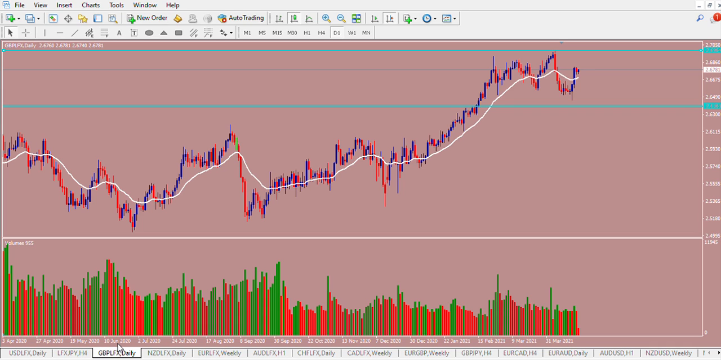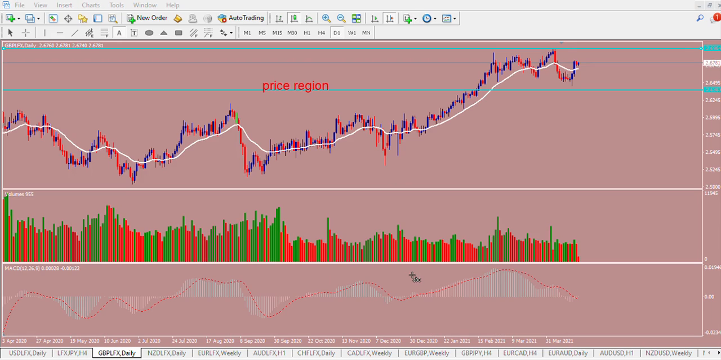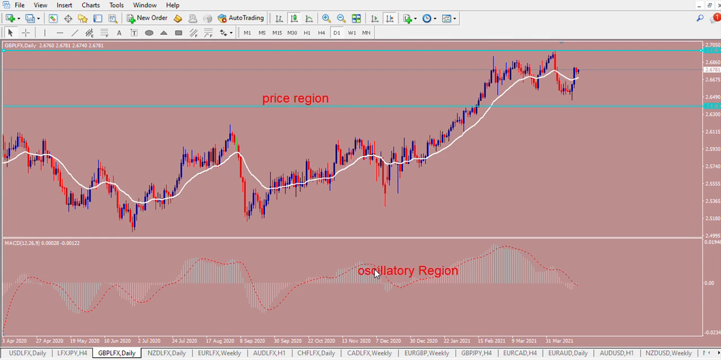Now, in divergence, there are two things we have to know about: the price region, which is this place, and the oscillatory mode region. Now, before we do that, I would like to put our MACD. This is what I used for my divergence, and this is our oscillatory region. I'll take out the volume indicator. Good. Now, this is our oscillatory region.